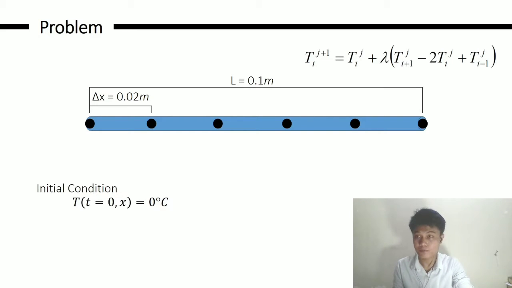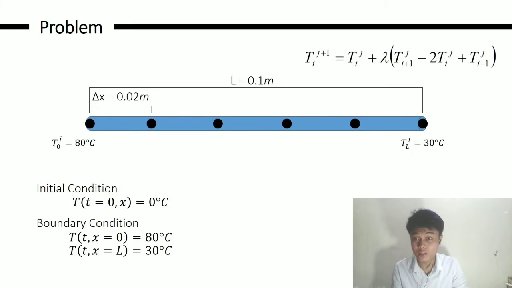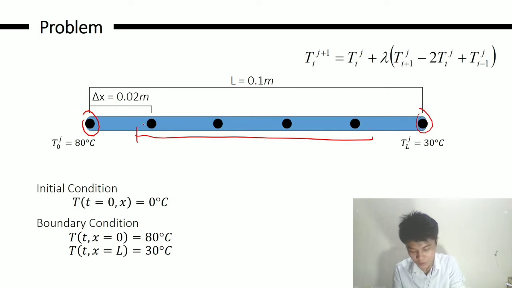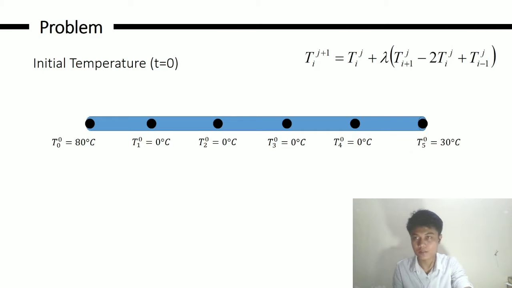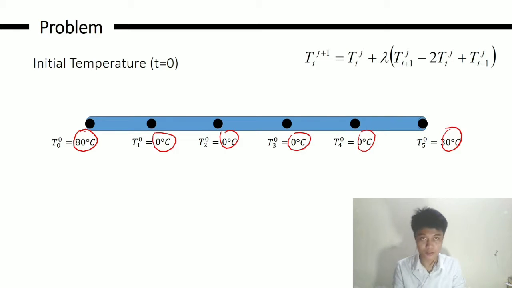Now, based on the problem, meron tayong initial condition na 0 degrees Celsius. And then, we have a boundary condition na 80 degrees Celsius sa left at saka 30 degrees Celsius sa right. So, yan. So, our initial condition states that itong rod natin, so itong nodes na ito sa gitna, is 0 degrees Celsius. So, those are our conditions. So, yan. Yung initial temperature natin yan. So, T is equals to 80, 0, 0, 0, 0, and 30 degrees Celsius.